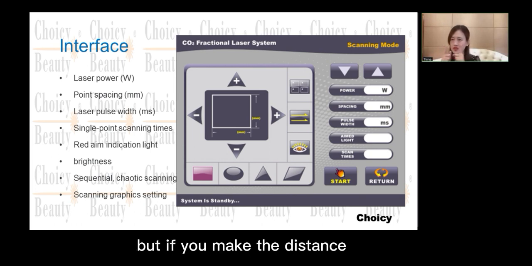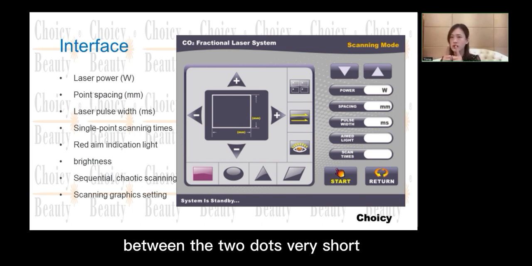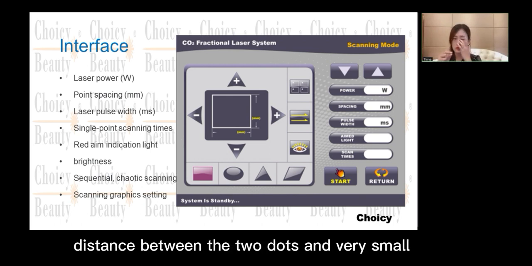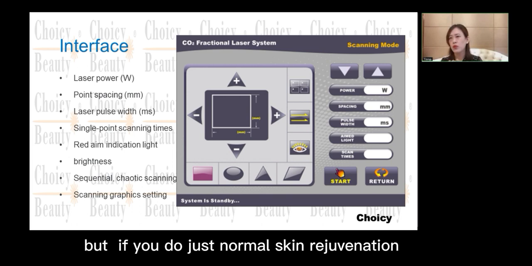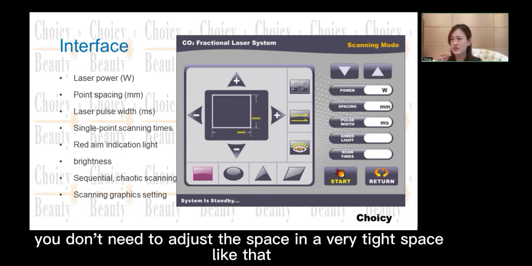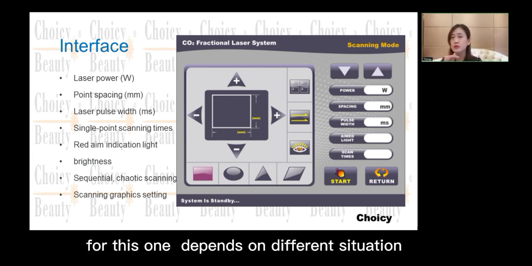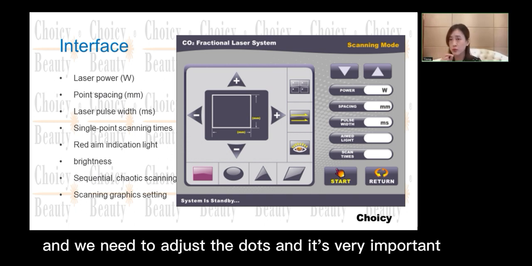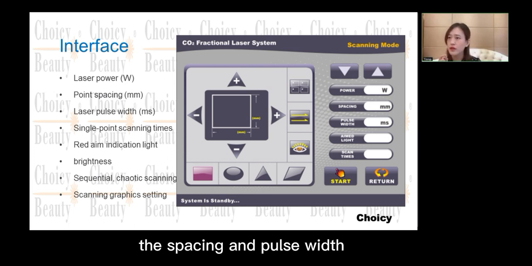But if you make the distance between the 2 dots very short, the energy per square meter is also much higher. So when you are doing peeling, you need to make the distance between the 2 dots very small. But for normal skin rejuvenation, you don't need such a tight space. It depends on the situation and treatment, and the spacing is very important.